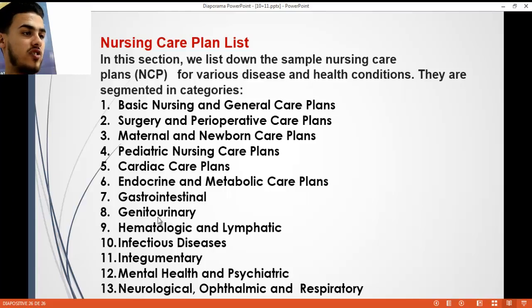Urinary is related to the urinary system or urine. Hematologic and lymphatic is everything related to blood and lymph. Infectious disease, as you know, covers diseases that can be transmitted. Integumentary, mental health and psychiatric diseases, neurological and ophthalmic, and finally the respiratory system.